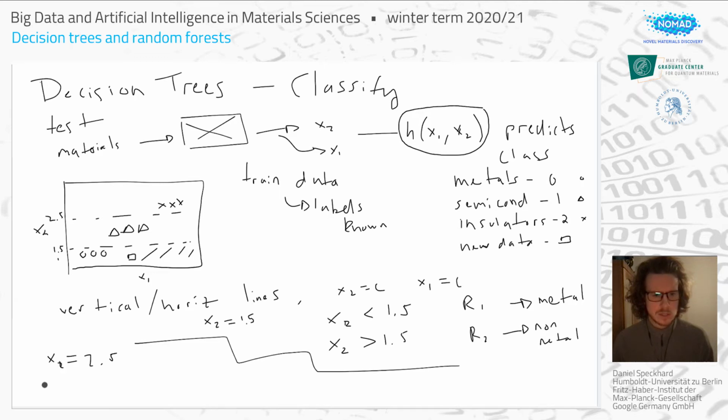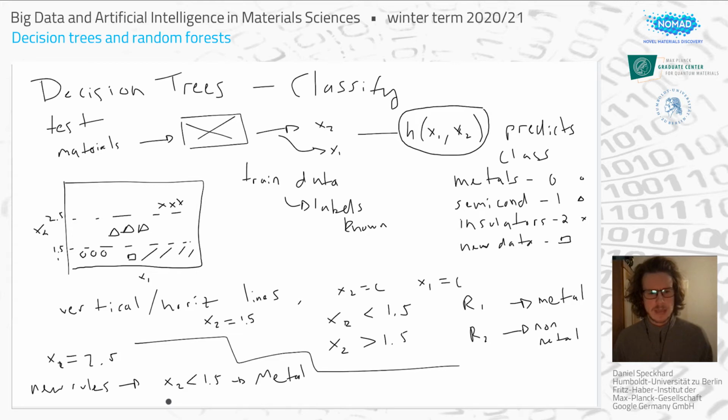Great, so that gives us now new regions. So now we could say, for instance, our new rules here with these two lines are x2 less than 1.5. That stays the same. That we're going to say, you know what, there's only metals in this region. Let's call this a metal. Any new data point that falls in there.